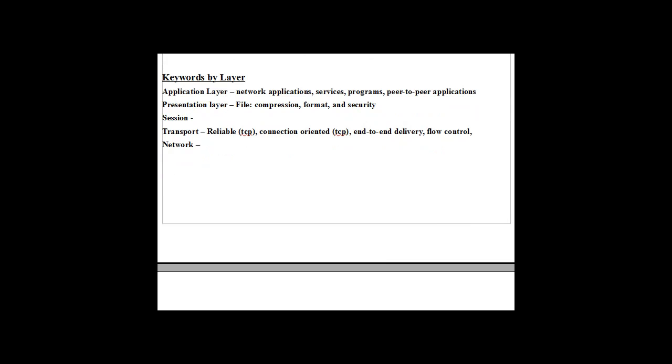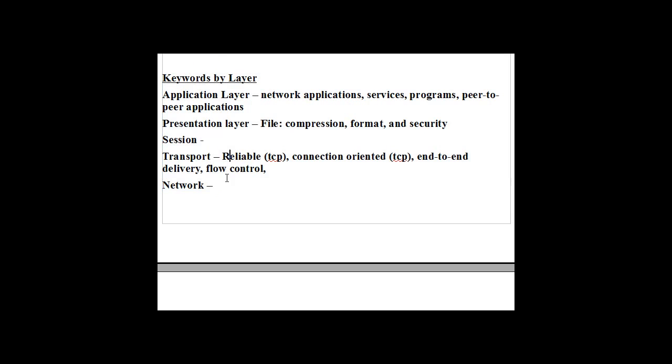And now, keywords by layer. If you see network applications, services, programs, peer-to-peer applications, you know you're talking about the application layer. If we're talking about reliable, connection-oriented, end-to-end delivery, flow control, those are all keywords that in this case are dealing with the transport layer. So it's important to keep that in mind as you're taking a test or you're working.